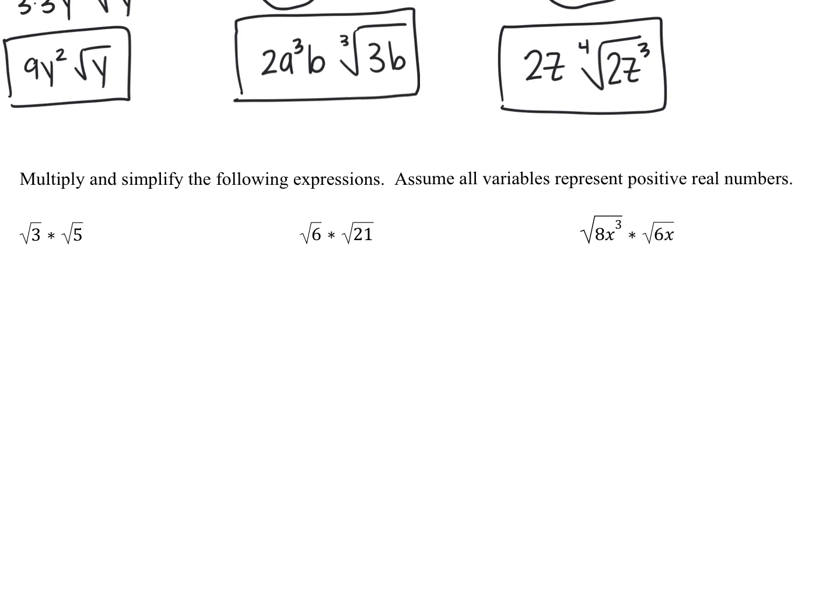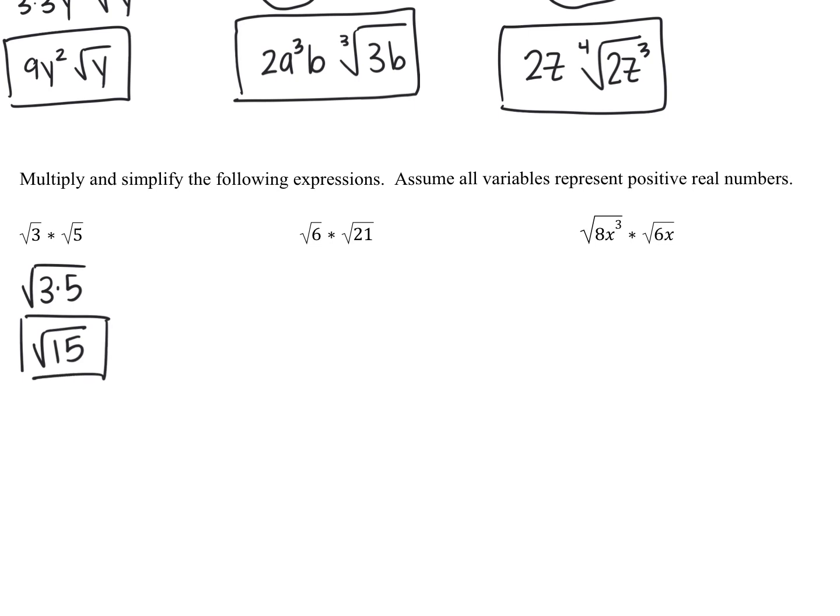So we have the square root of 3 times the square root of 5. Because they're both square roots, I can just go ahead and do 3 times 5, which gives me the square root of 15. Which does not simplify because the only way to break down 15 is 3 times 5, which are both prime numbers. So that's my final answer.